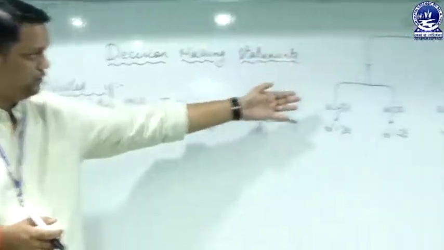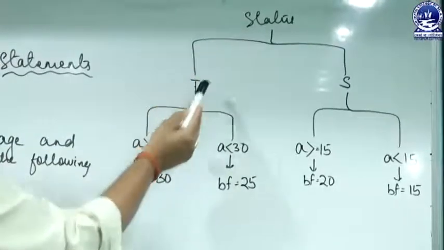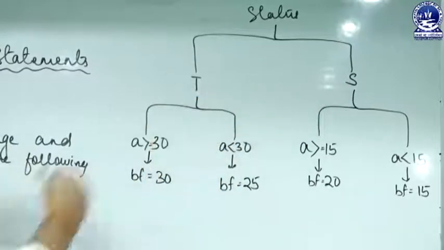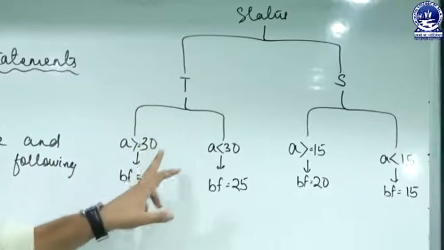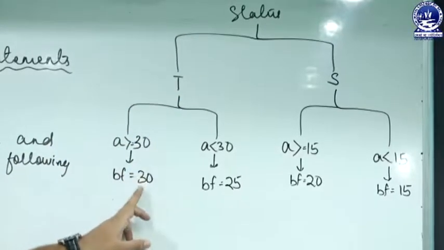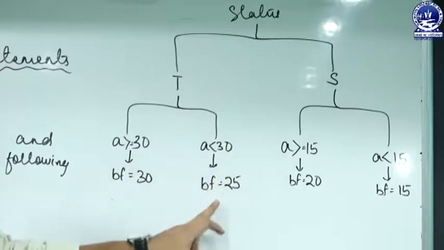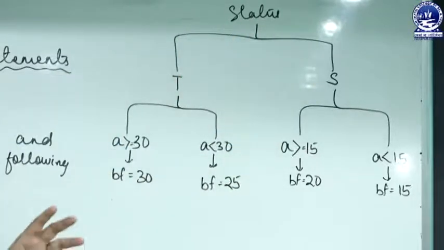So this is the condition of the program. Here is the status, then I have to enter either T or S. T stands for teacher and S stands for student, and if the age of the teacher is greater than 30, then the bus fare will be 30 rupees. If the age of the teacher is less than 30, then the bus fare of the teacher should be 25 rupees. Similarly, we have to enter the age of the student also.